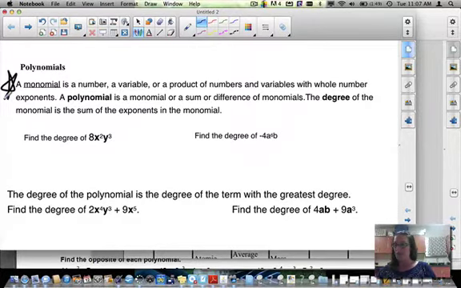And then the third definition, the degree of a monomial is the sum of the exponents in the monomial. So, for example, find the degree of 8x squared y cubed. So the degree is the sum of the exponents. So the exponents are 2 and 3, so the degree for this particular example would be 5. Okay, looking at the next example, find the degree of negative 4a to the 6th b. A has an exponent of 6, b has an exponent of 1, even though you don't see it, so the degree would be 7.